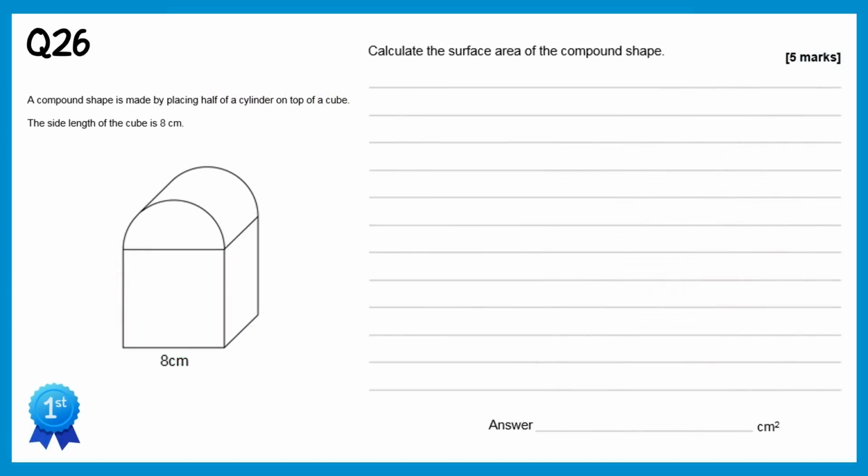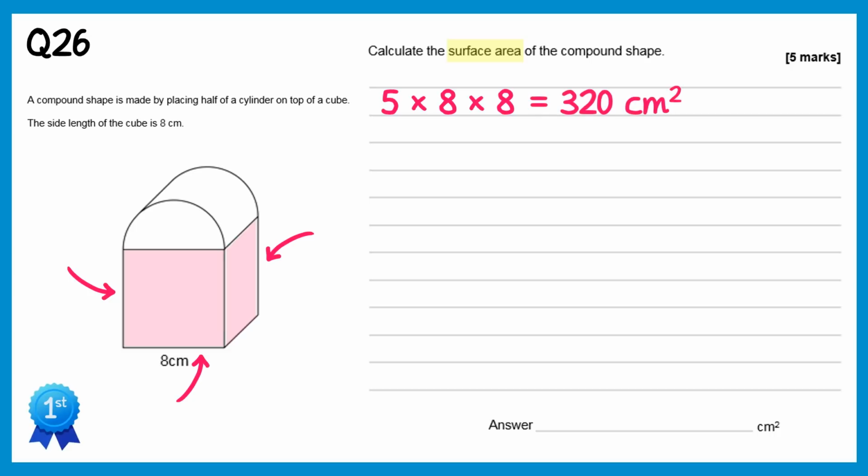We're going to calculate the surface area of this shape. We'll start with the square faces. You can see one on the front, one on the side, but there's also one hidden around the back, one on the left side, and one underneath. So altogether there are 5 square faces. Each of those square faces is 8 times 8, so we'll do 5 times 8 times 8, which gets you 320 centimeters squared. Now let's turn our attention to this semicircle.